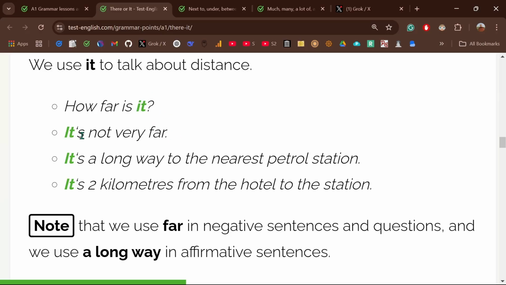It's not very far. Sometimes you may refer to an actual something, like the city is very far. It is far. But sometimes you're just talking about distance in general. It doesn't have that meaning. It's just meaningless. It's a long way to the nearest petrol station, you see? It's a long way, it doesn't refer to anything. It's 2 kilometers from the hotel to the station, okay? It doesn't do anything.